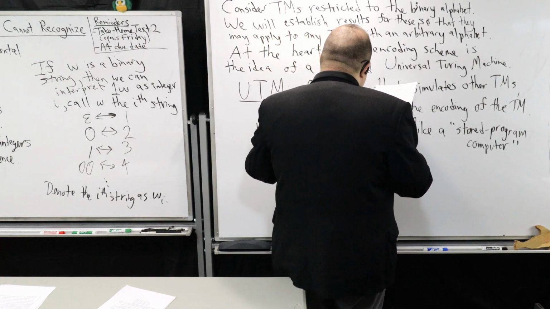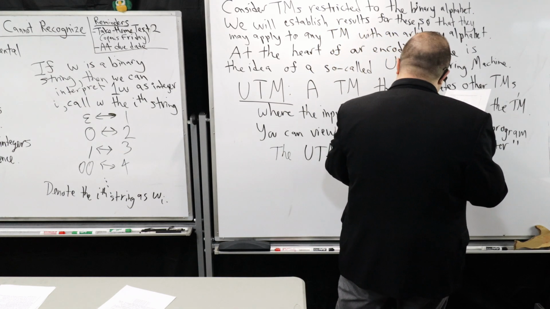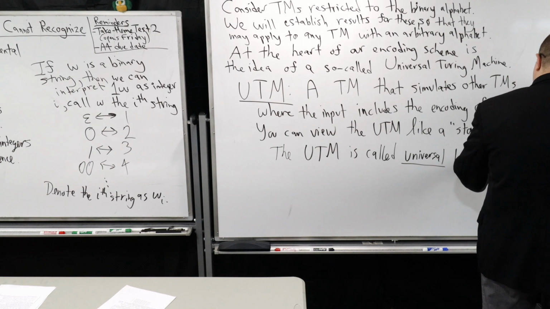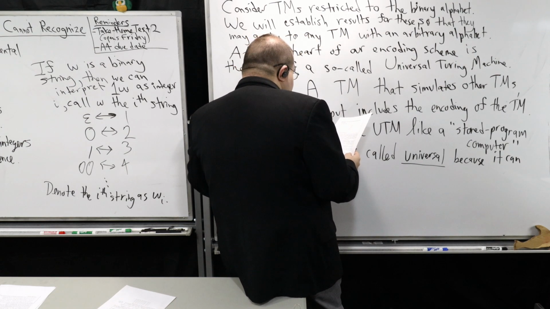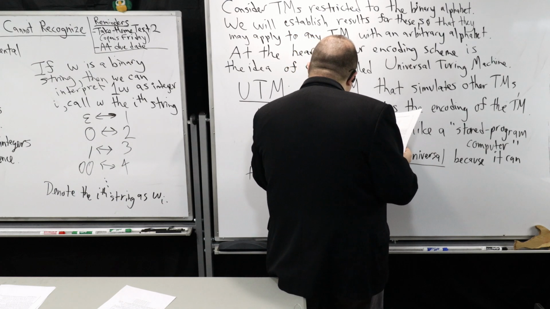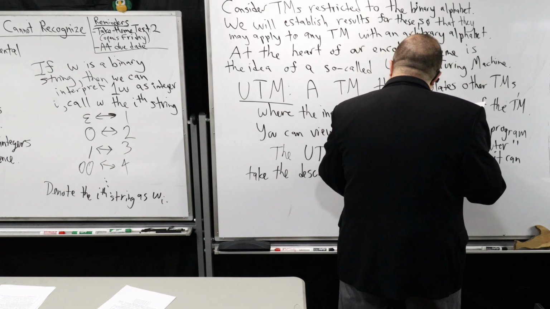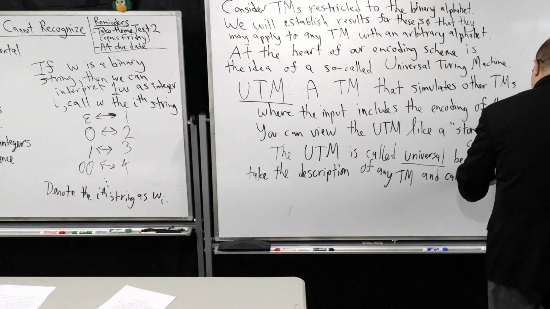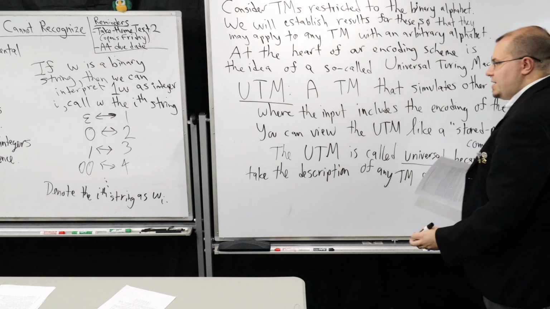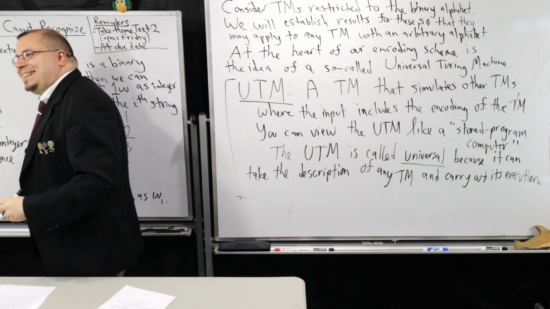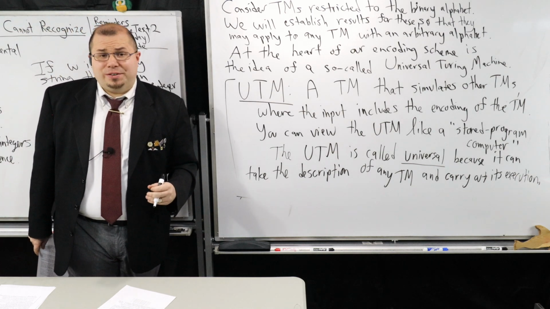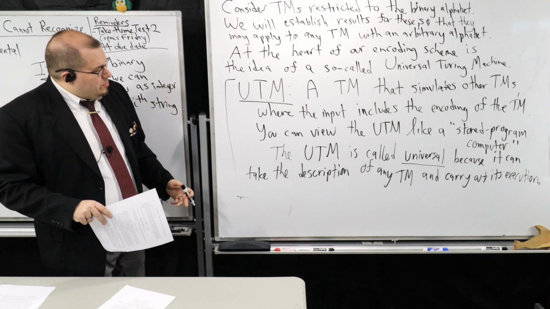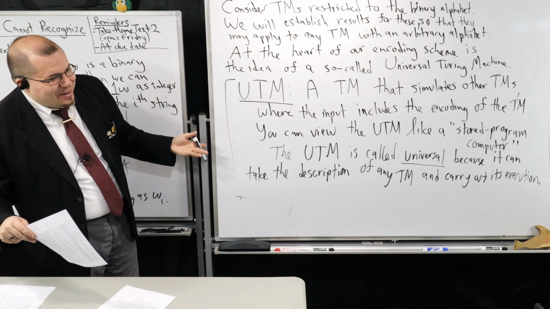So the universal Turing machine is called universal because it can take the description of any Turing machine and carry out its execution. What I mean by that is that, say, for example, you give it a Turing machine and it never actually halts. Then the universal Turing machine will not halt either. It goes into an infinite loop. If it halts, the universal Turing machine halts. Do you get the general gist of this idea? Universal means, in the broadest sense, that it can take any Turing machine and execute it.